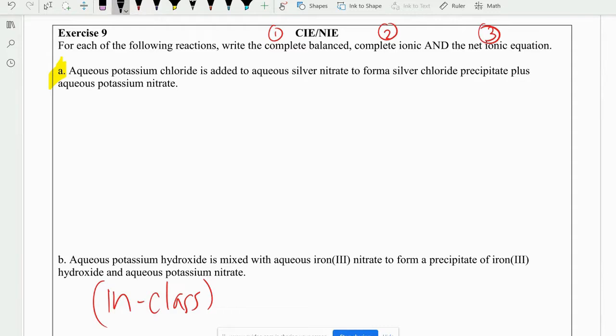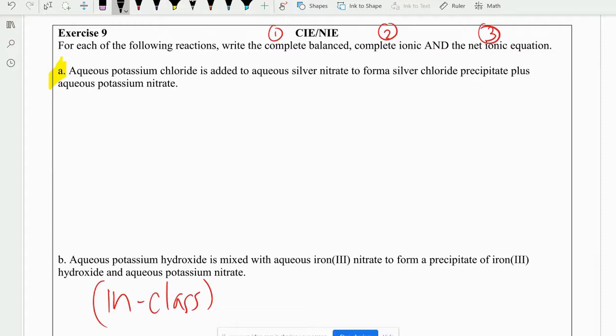All right, so let's do number 1. Aqueous potassium chloride is going to be added to aqueous silver nitrate to form a silver chloride precipitate plus an aqueous potassium nitrate. Ooh, they already kind of tell us what actually forms our solid. So it appears that we do not need to look at our solubility rules because it tells us what is precipitating out here in the problem. That's nice of them, but half the time they won't do that.